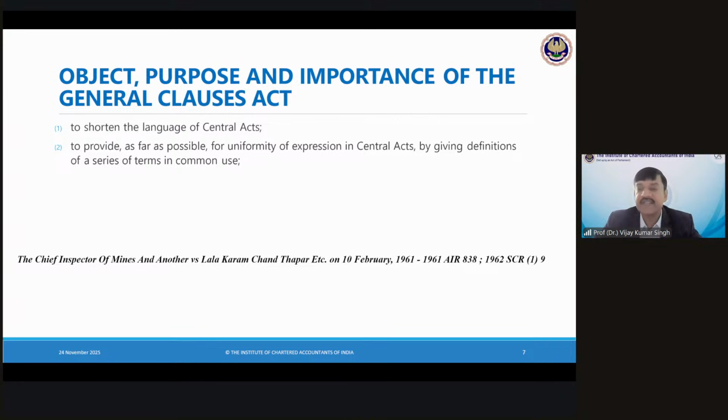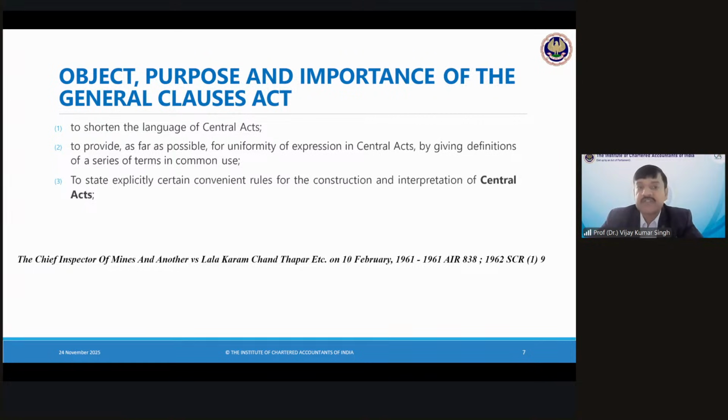For example, there is a definition of control, right? So the definition of control under the company law is different than the definition of control in CCI, that is your Competition Act, and definition of control in SEBI law is different. So this definition of control, which is there in SEBI and Competition Commission, is different, and that leads to different results. And you will see that in case of mergers and amalgamation proceedings, these two definitions create a bit of confusion. It had created a confusion before also, and there are case laws to that effect. And hence, it is important to give that uniformity of expression of central acts by giving definition of a series of terms in common use.